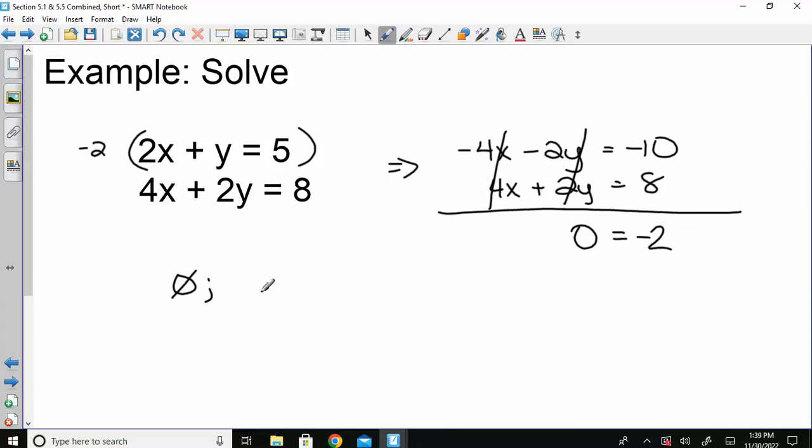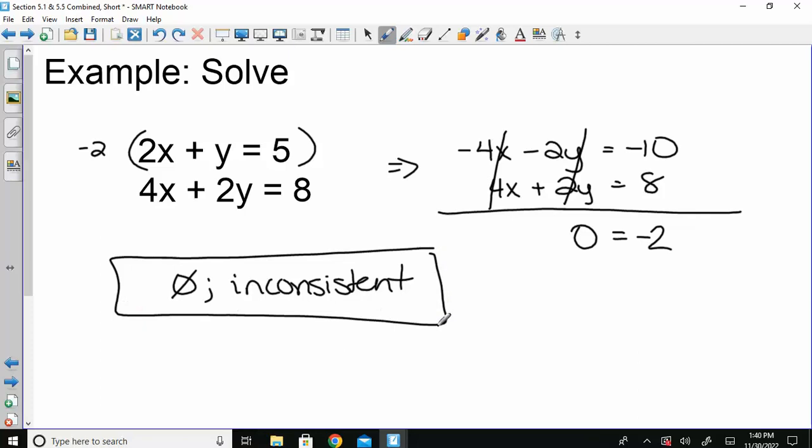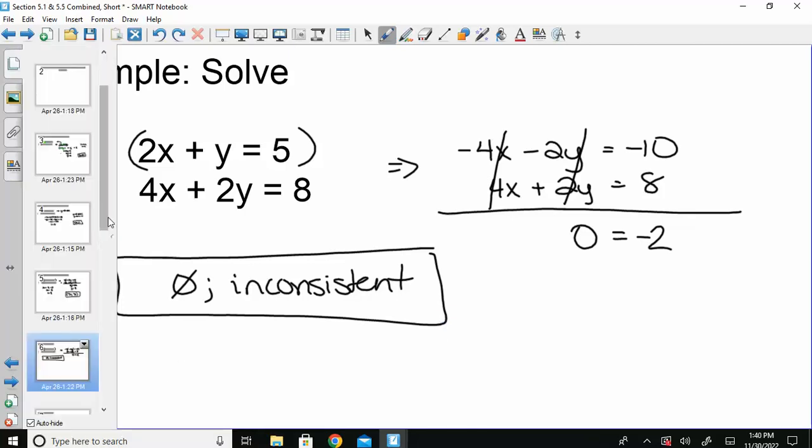Also, what did we call it when there was no solution on these? Inconsistent. On any assignment with these, I would say identify any inconsistent systems. So I would like for you to go ahead and write that if they are inconsistent. Let's do this one.